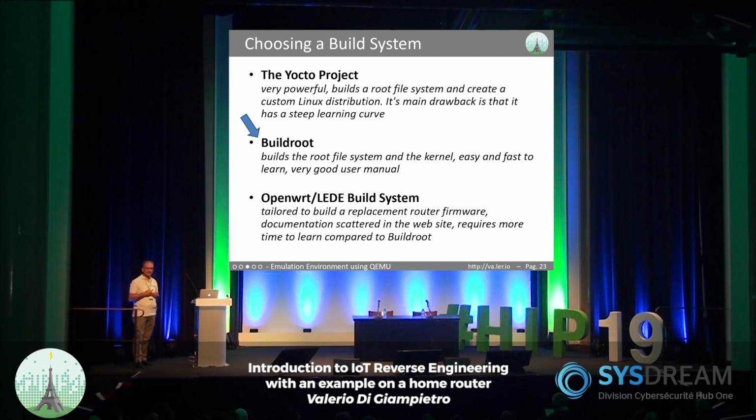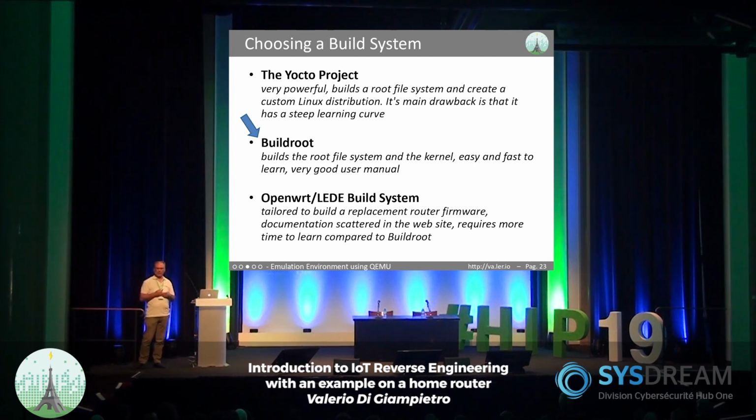Another popular build system is buildroot. It builds only the root file system and the kernel, but it is easy and fast to learn and has a very good user manual. Another popular build system is OpenWRT, later renamed LEDE. It is tailored to build a replacement router firmware, but the documentation is scattered on the website and it requires more time to learn compared to buildroot. For this reason, in my home project, I chose buildroot.